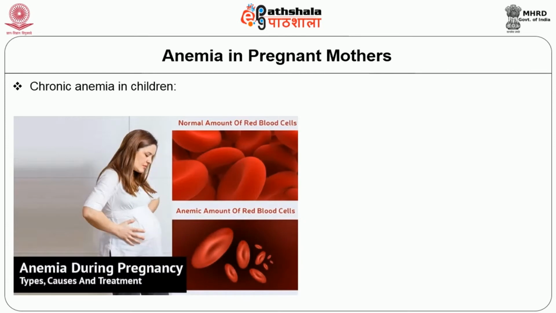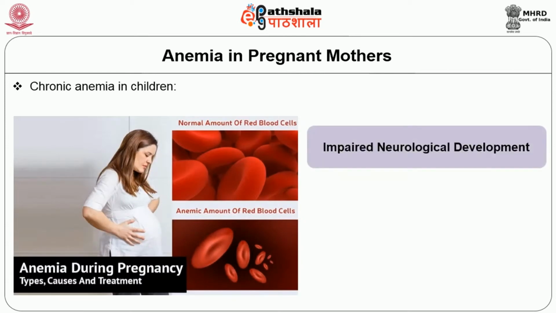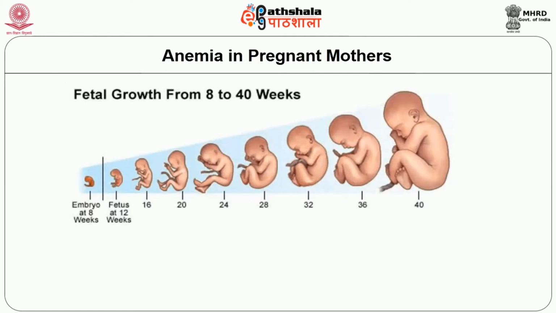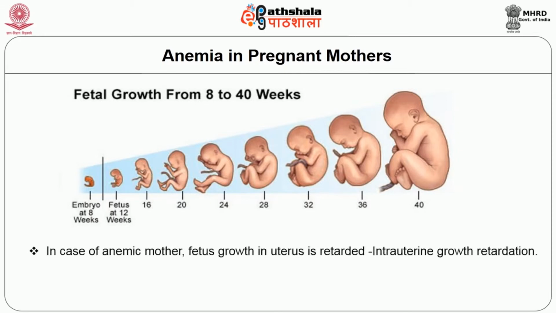Chronic anemia in children leads to impaired neurological development, behavioral disturbances, and reduced academic performance. Anemia in pregnant mothers. 1 in 2 Indian pregnant women is anemic. So in this picture you can see the fetal growth from 8 to 40 weeks. So what happens in the anemic mother?